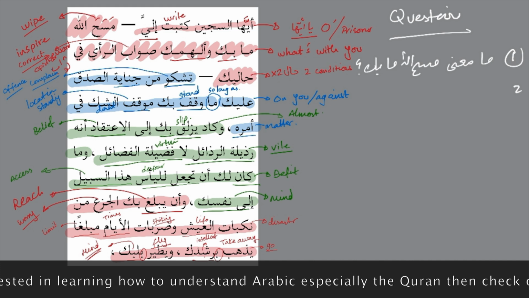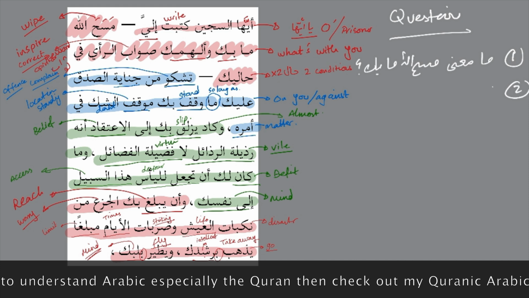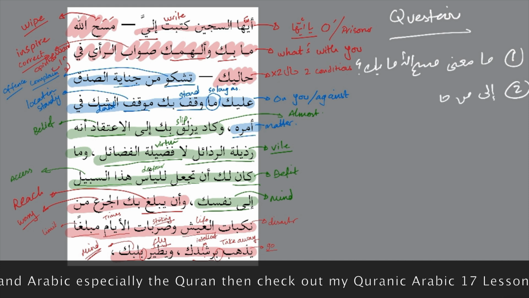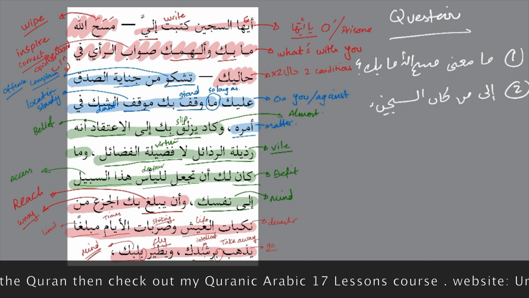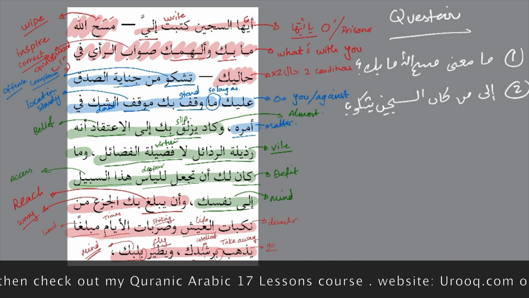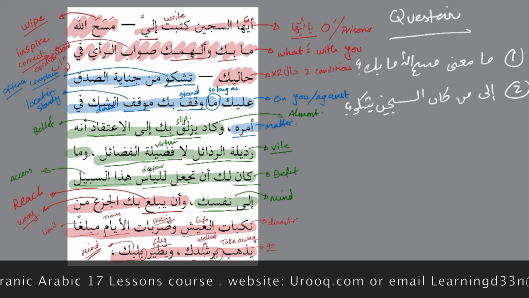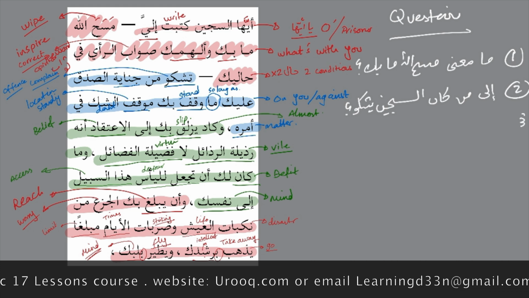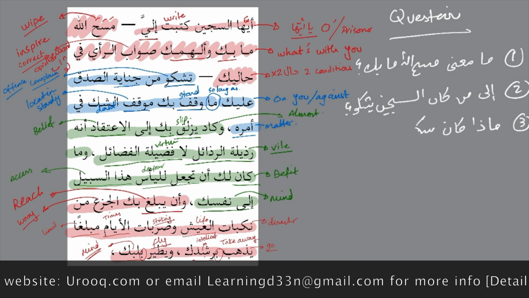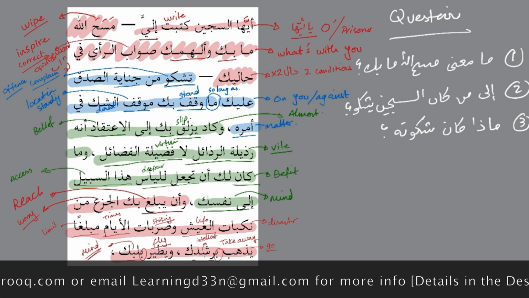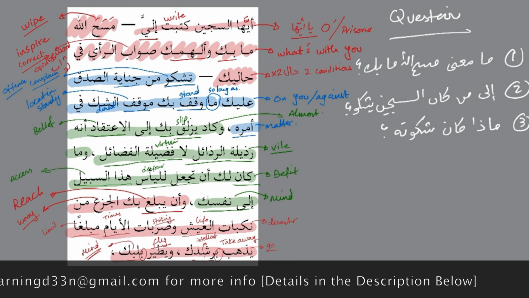Okay, it's number 2. It's a bit difficult one. إلى من كان السجين يشكو؟ To whom was the prisoner complaining? ماذا كان شكوته؟ شكوته كان جناية الصدق عليه, ما وقف به موقف الشك في أمره.